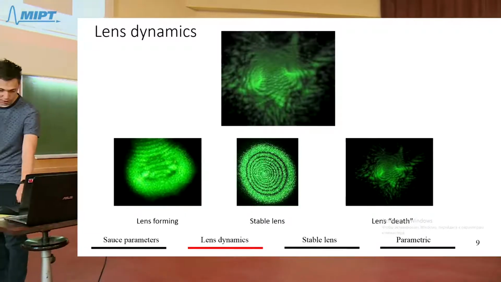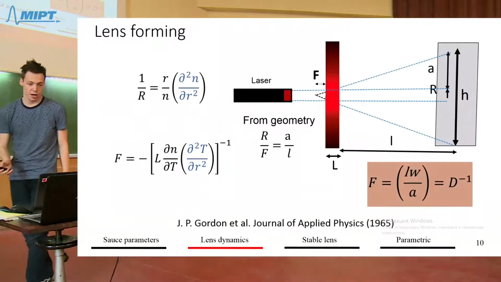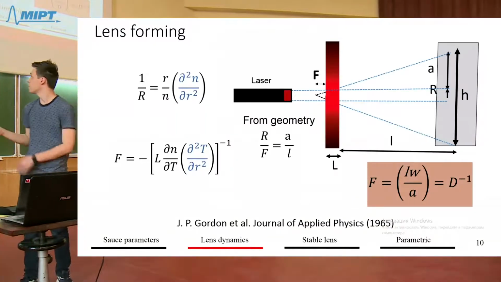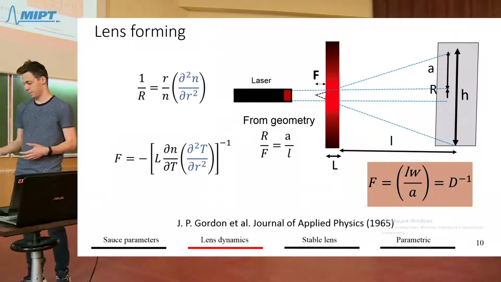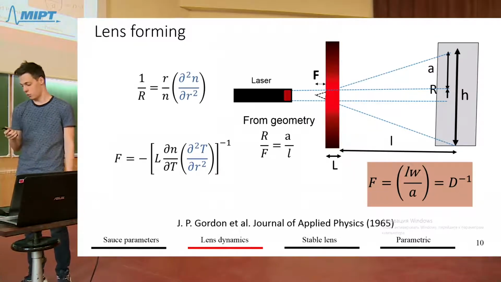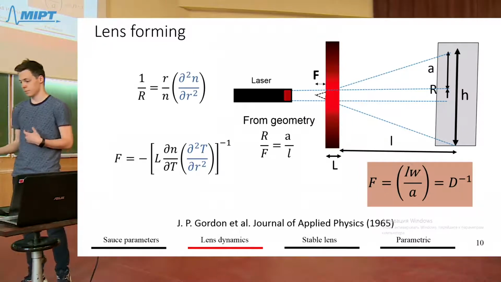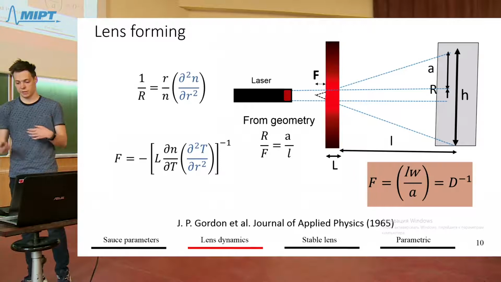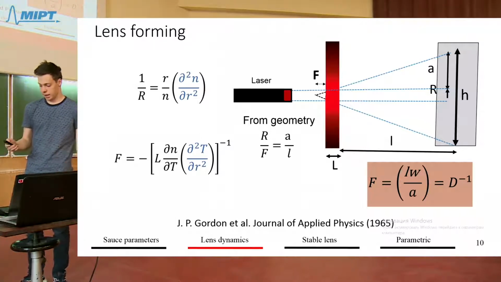So now we're interested in lens forming. In the paper shown in the frame, an analytical solution was found for the focal length of a thermal lens, and the focal length in this case is given in the frame. So as you can see, it depends on the temperature distribution in the lens, which depends on time.